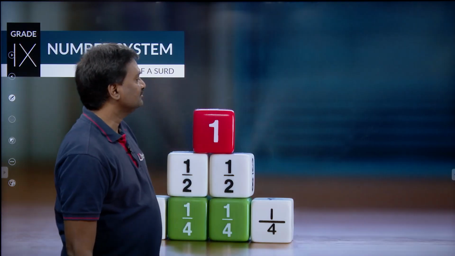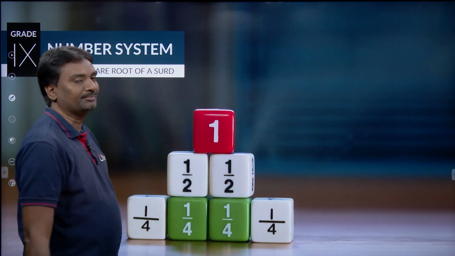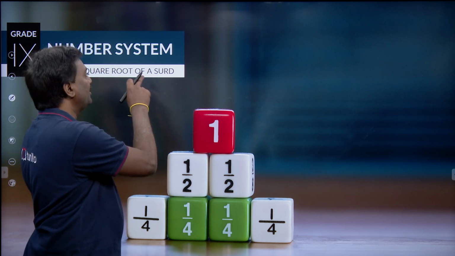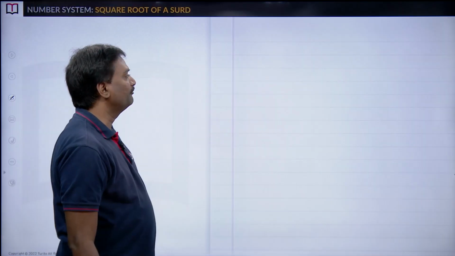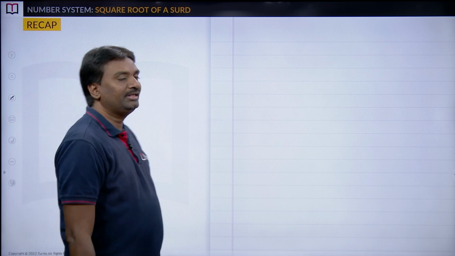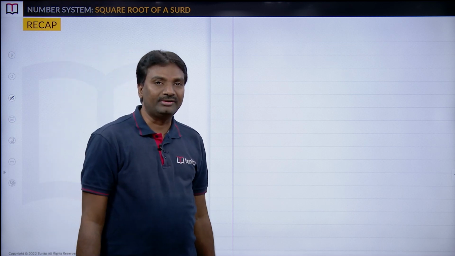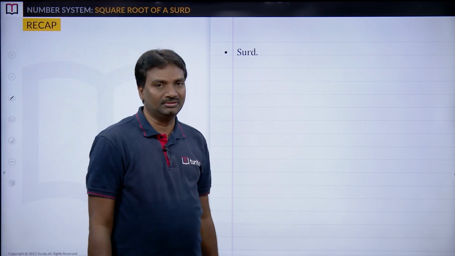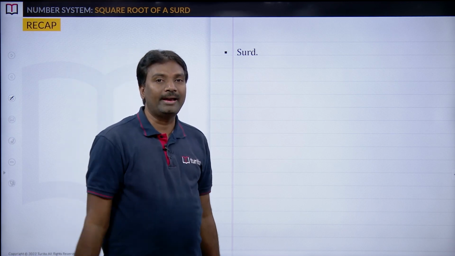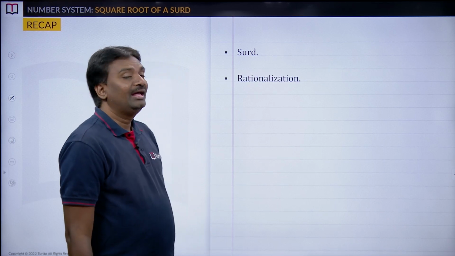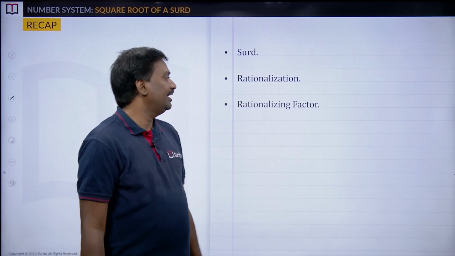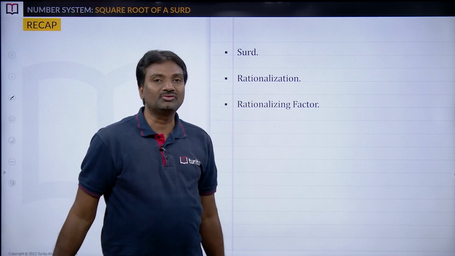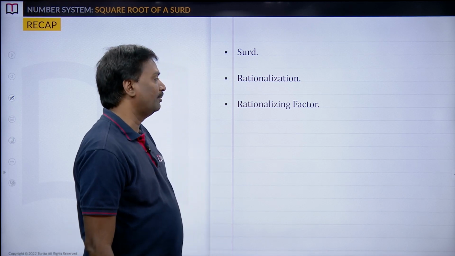Okay. So, this is our chapter name: number system or real numbers. In today's class, we are going to discuss square root of a surd. Just we can recap what we have discussed in the previous class. The definition of a surd: how can we say one number is a surd? Rationalization. Next, rationalizing factor, and according to these concepts we have done some problems.